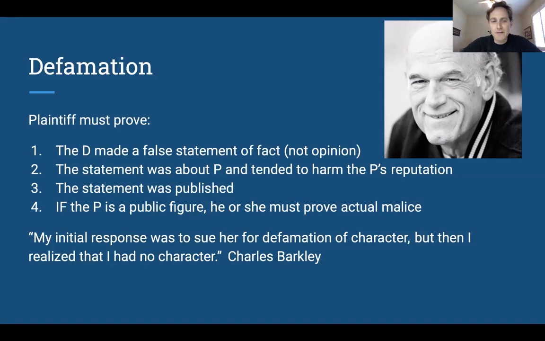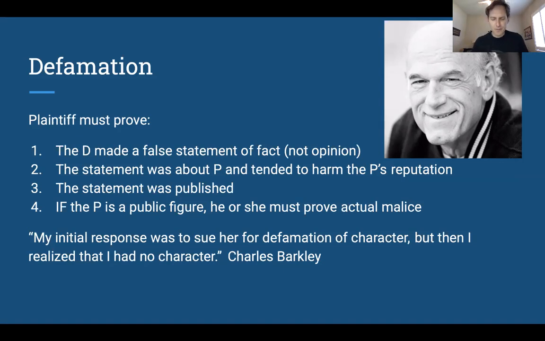Requirement two is that the statement was about the plaintiff, intended to harm the plaintiff's reputation. So if I say that you as a student, you are a thief, does that hurt or harm your reputation? Well, absolutely, assuming that you are a relatively honest person. And now you've got a teacher, somebody in a position of authority, claiming that you are a thief. Does that hurt your reputation? Absolutely.